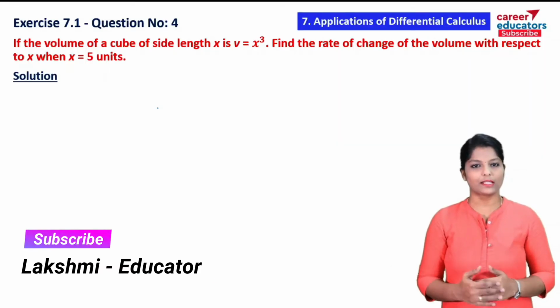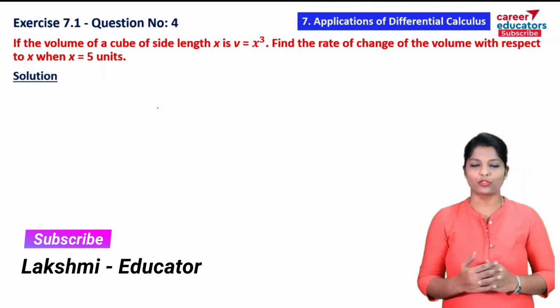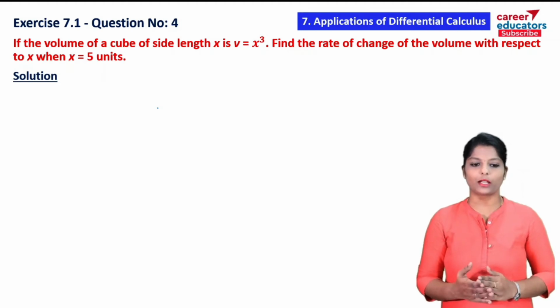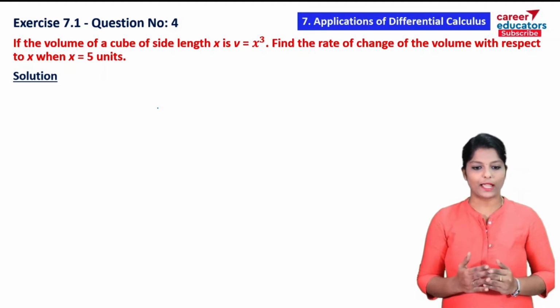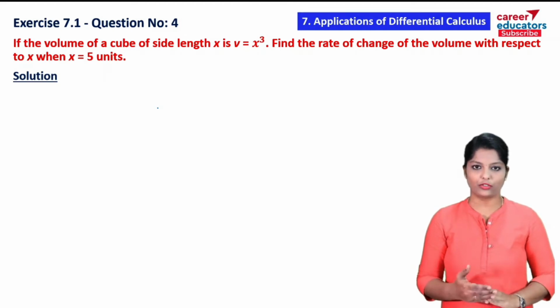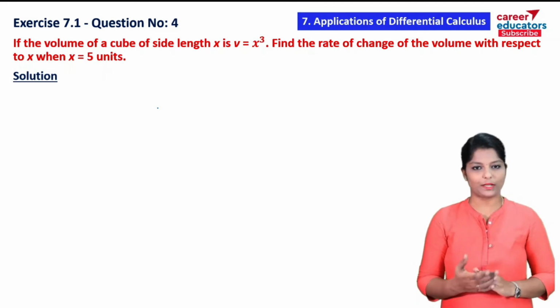In the video, exercise 7.1 la irukra question number 4 solve panna porom. Question la enna kuduthirukanga, if the volume of a cube of side length x is v equal to x cube, enna kandupidikka solranga, find the rate of change of the volume with respect to x when x equal to 5 units. Ipo indha problem eppadi solve pandradhunu paakalam.